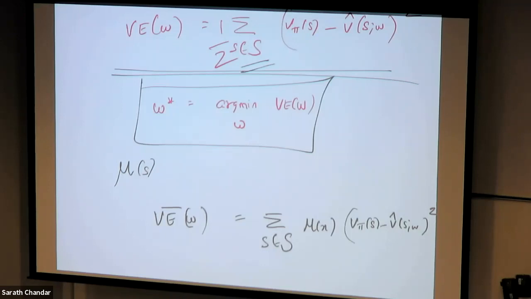Okay, so given that there were no notes, this is a real quiz. So how would you estimate, or how would you get this distribution mu of s?